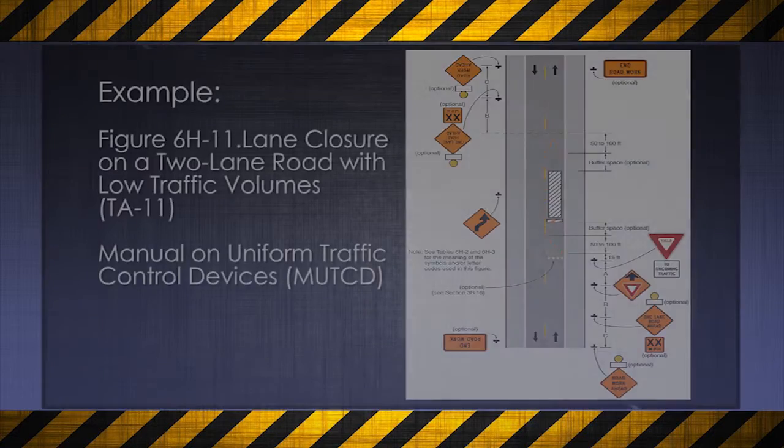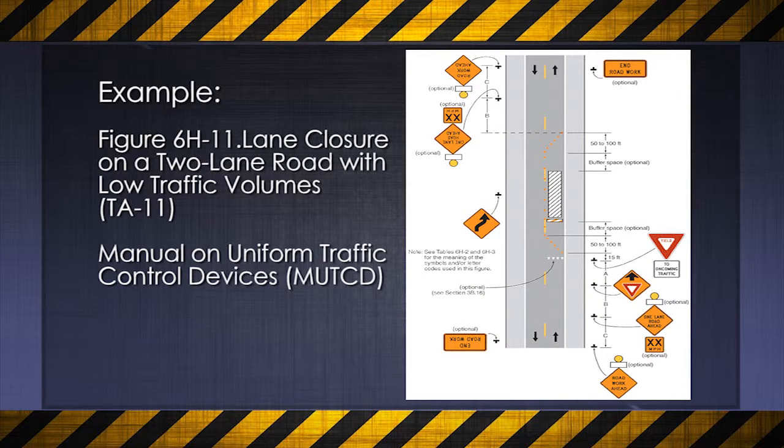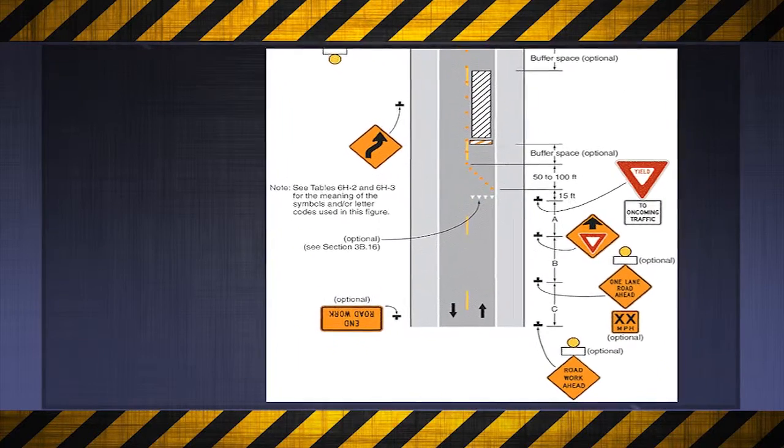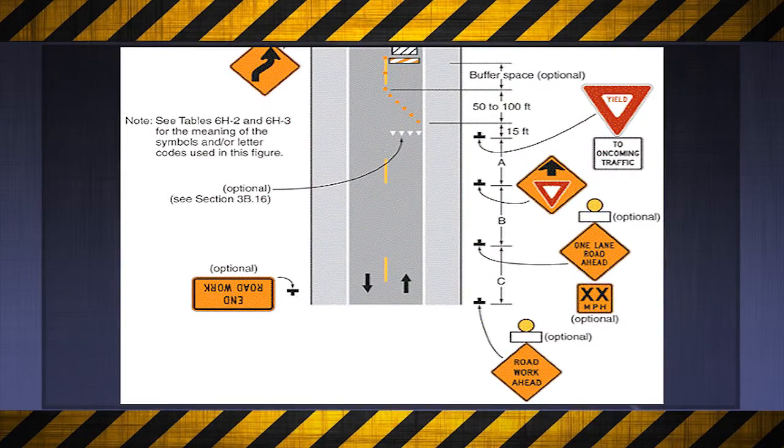street. As you can see in this image, lane closure on a two-lane road with low traffic volumes are as follows. As you enter the work site, you will see a sign that says road work ahead. And then X amount of feet, depending on the miles per hour posted in that work area, is the next sign that will say 1 lane road ahead. As you progress into the work site, you will see a warning sign for a yield sign, and then you'll also see a yield sign.